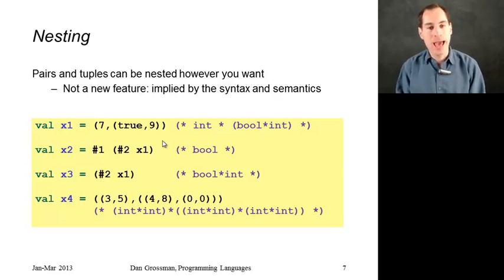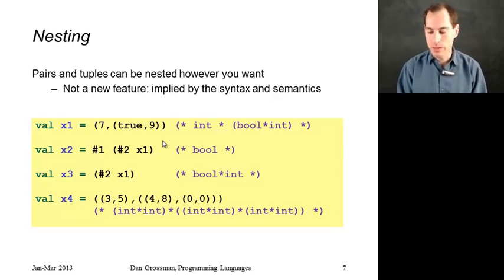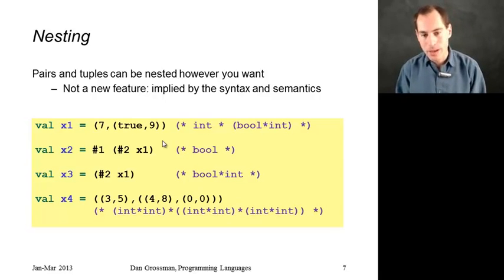Similarly, x3, which is just #2 of x1, makes perfect sense. The result, we look up x1 in our environment, we get 7, true, 9. We do #2 of that, we're going to get true, 9, and that's a perfectly reasonable value of type bool star int that we can then bind to x3. And of course, these things can nest however deep you want. So on this last line here, maybe it's hard to follow all the parentheses or whatever, but we just have a pair whose first part is a pair of ints, and whose second part is a pair of ints. Hard to talk about, easy to program with, and you can see the type written here. So that's tuples.